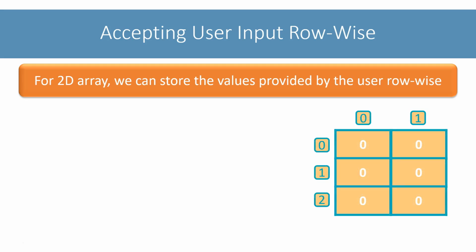Our array ARR can hold 3 into 2, which is equal to 6 numbers. So I will ask the user to input 6 numbers. I will take these inputs one by one from the user. Let's say user enters 1. I will place this 1 here. Next, user enters 3. I will place this 3 here in the second column of the first row. Now the first row is filled, so I will move to the next row. Let's say user enters 5 this time. It will go here. Similarly, I will store the remaining 3 values as well.